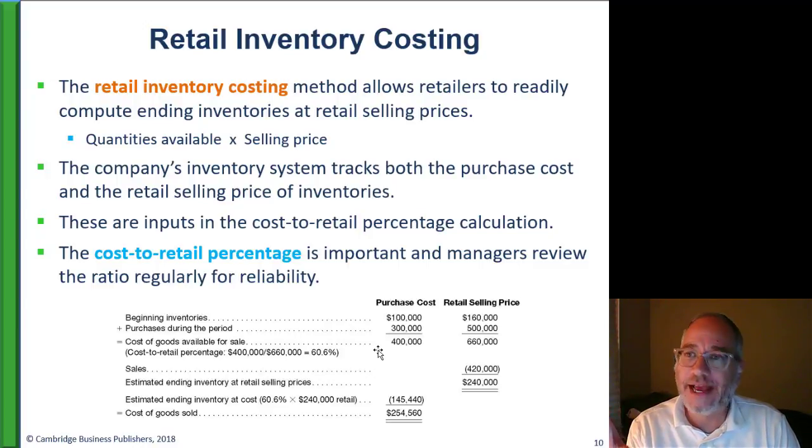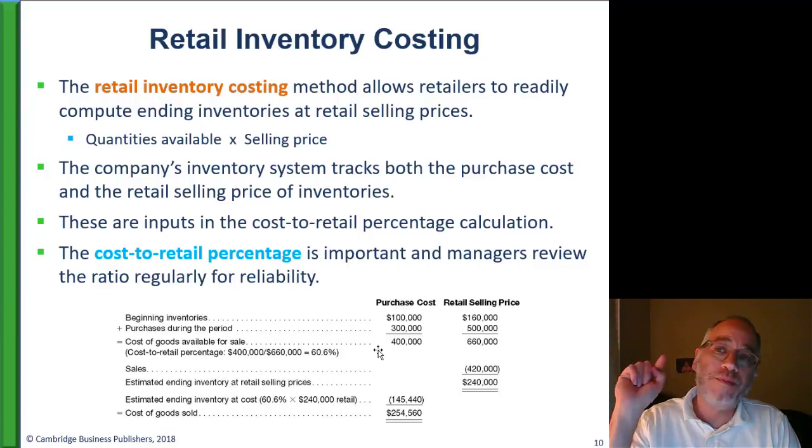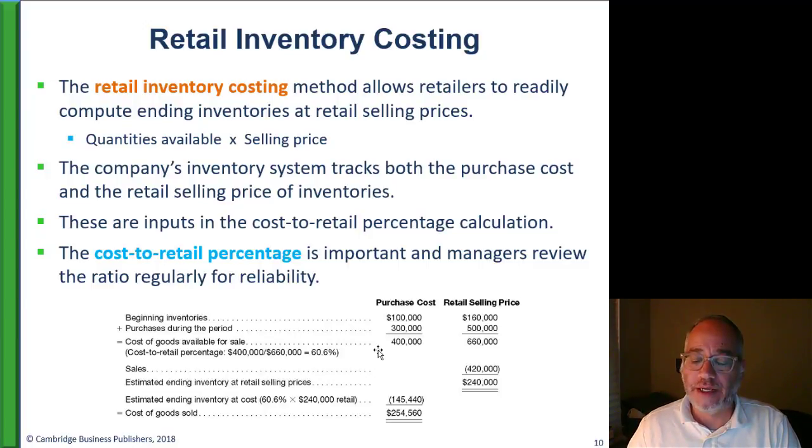Okay, if we know that the inventory has a sales price of $240,000 and we know the cost to retail percentage is 60.6%, then I know that the inventory on the shelf at cost would be $145,440. So 240 times the 60.6% is going to give you $145,440.